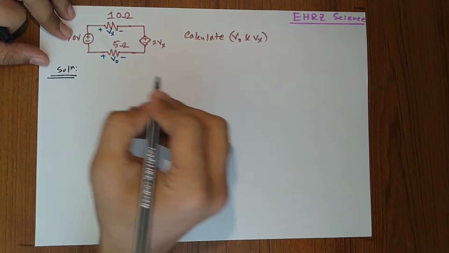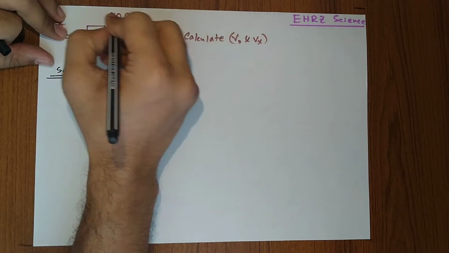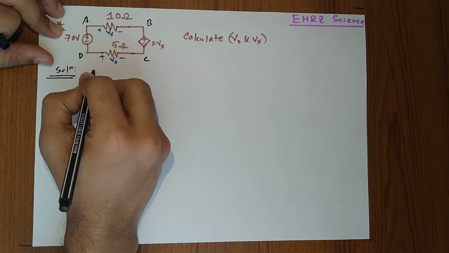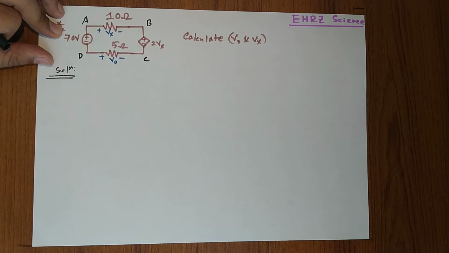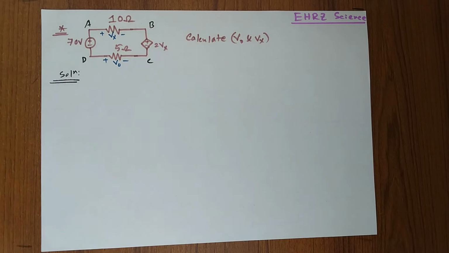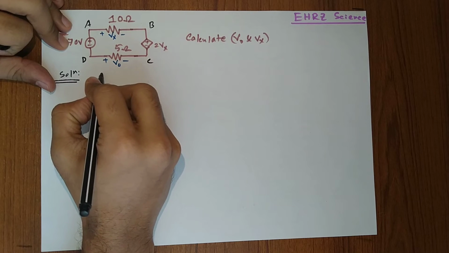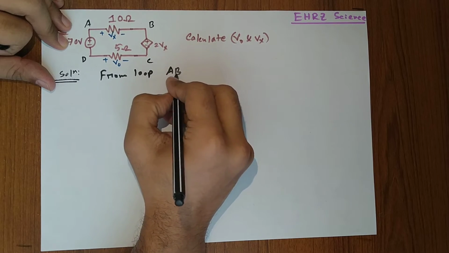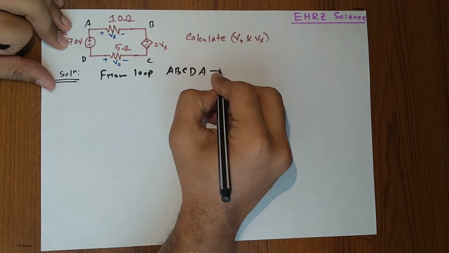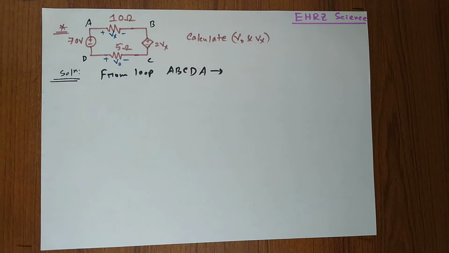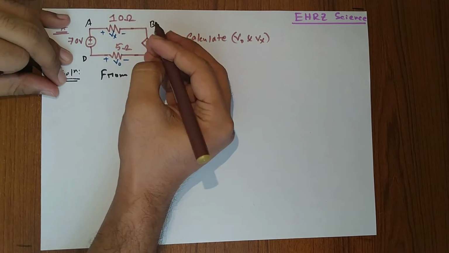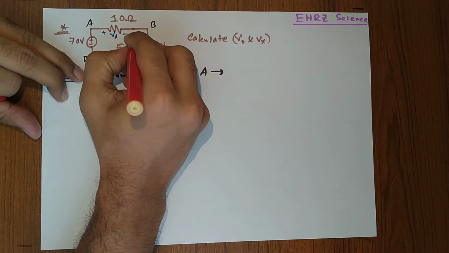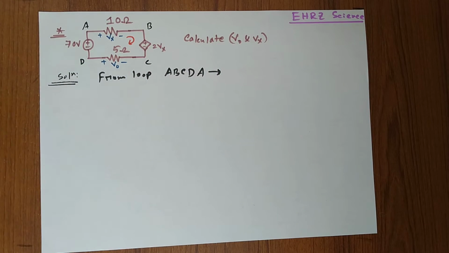Let us solve this problem. So, suppose we are starting from point A, this is point B, this is C, this is D and A. So the loop is, students, we can write here the loop A, B, C, D, A. Suppose we are traveling in the clockwise direction.